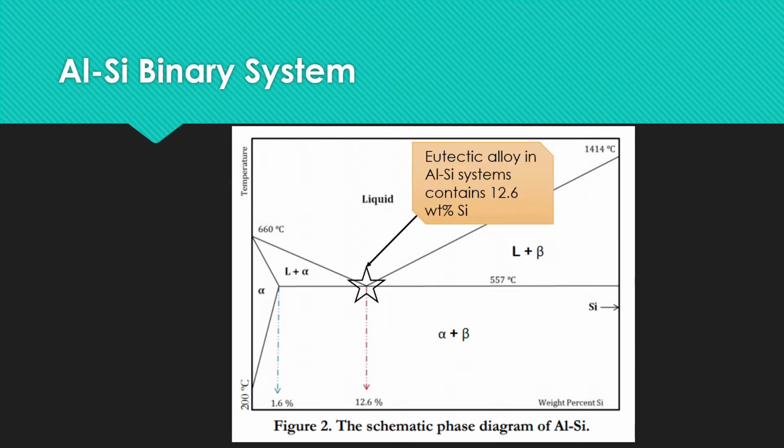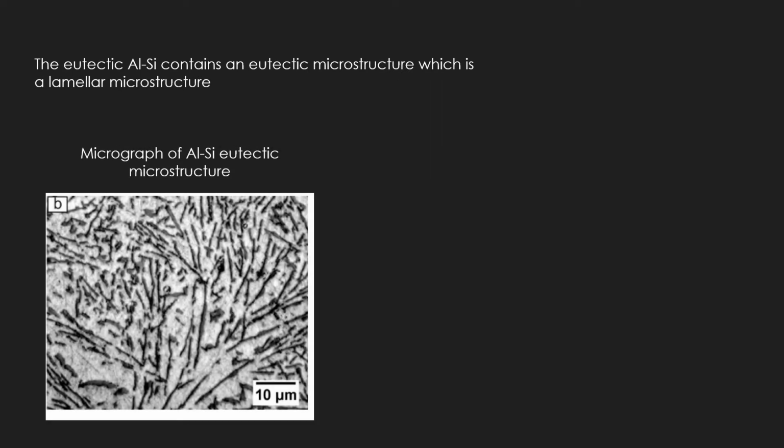Eutectic alloy in the aluminum silicon system contains 12.6% silicon. The eutectic reaction of the aluminum silicon system is liquid reversible to alpha plus beta. The eutectic aluminum silicon contains a eutectic microstructure, which is a lamellar microstructure. Here is an example micrograph of aluminum silicon eutectic microstructure. The lamellar structure is alternating layers of alpha and beta crystal.